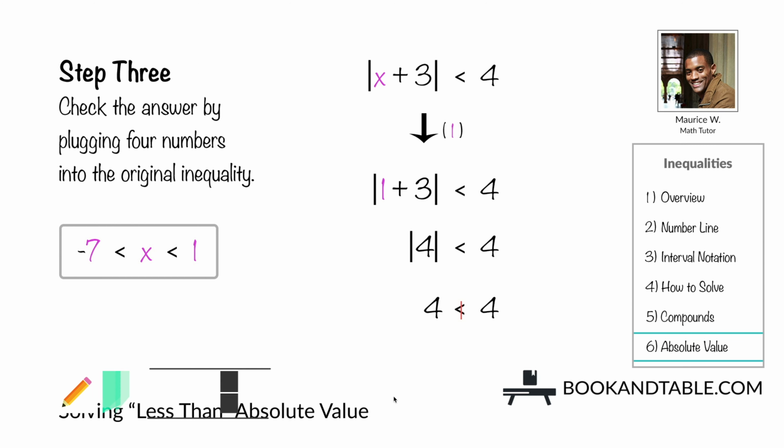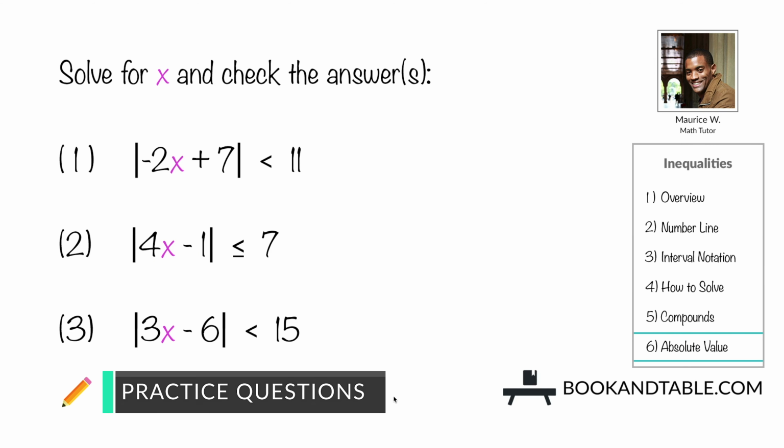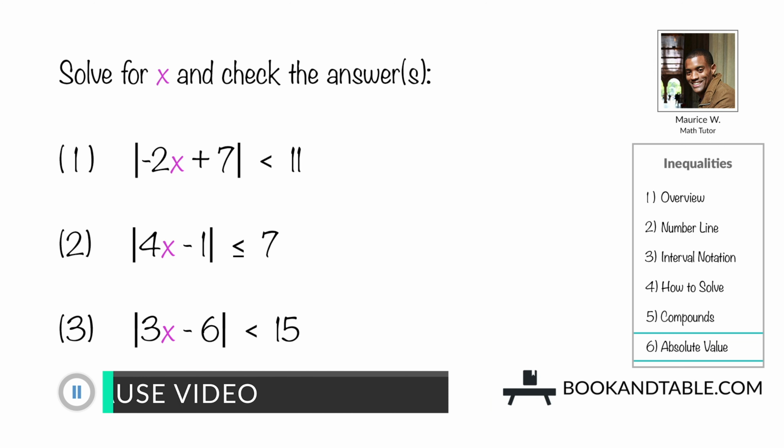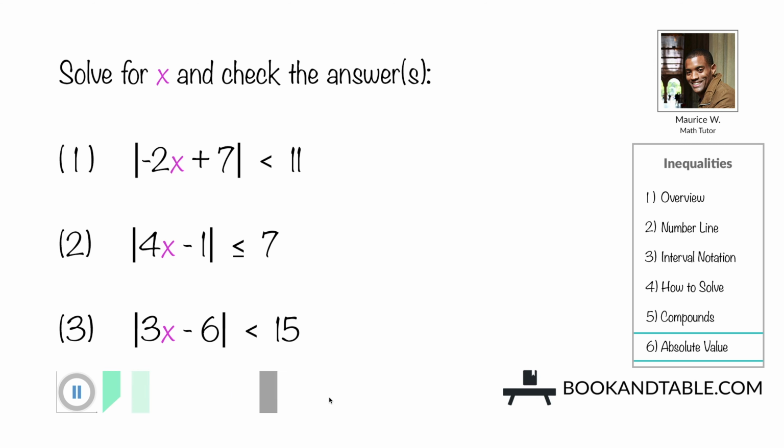Let's now have you try a few practice questions. Solve for x and check the answers. Question number 1. The absolute value of negative 2x plus 7 is less than 11. Question number 2. The absolute value of 4x minus 1 is less than or equal to 7. In question number 3, the absolute value of 3x minus 6 is less than 15. Pause the video, answer these questions, and then press play when you are ready to begin.